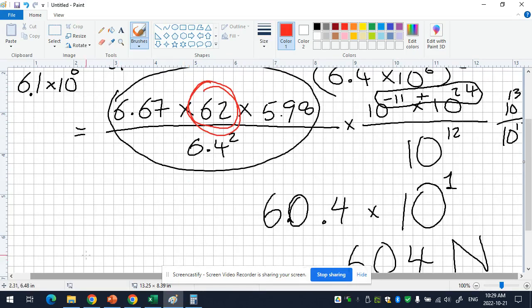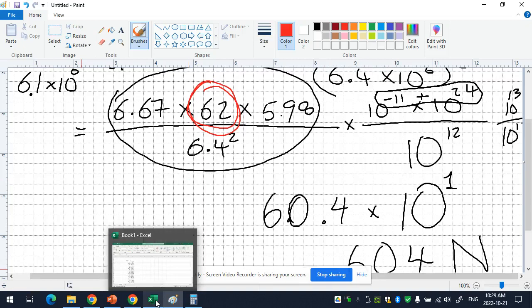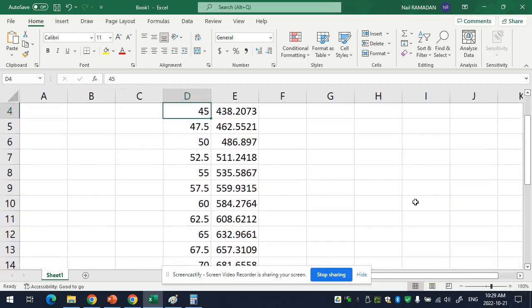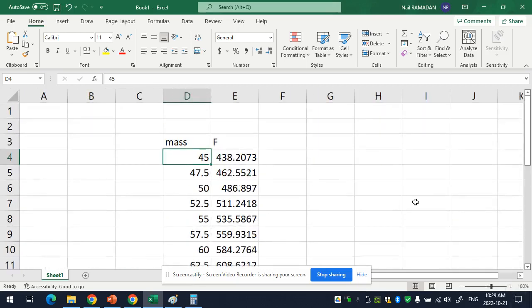So I made an Excel sheet or a Google sheet. Everyone, look at this. All right, there we go. I start with what mass? Zoom. Sorry. I start with what mass? I assume that no one in this class is lower than 45 kilograms.